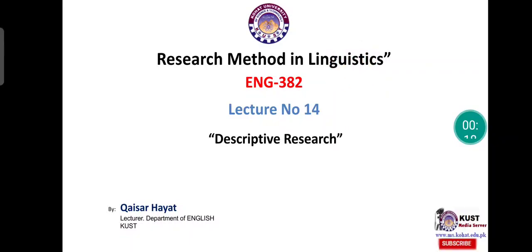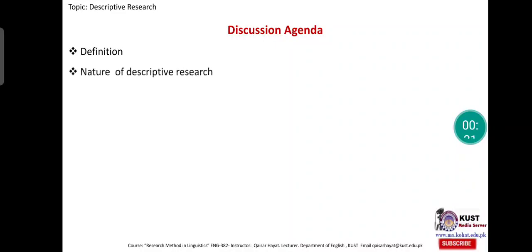Research Method in Linguistics. The topic for today's class is Descriptive Research. Let's go to the discussion agenda. Students, in today's class we shall try to cover the nature and the definition of descriptive research. We shall try to know in depth what nature descriptive research carries and why it's necessary. What are the necessary areas where we can practice this descriptive research and what is the aim of descriptive research.